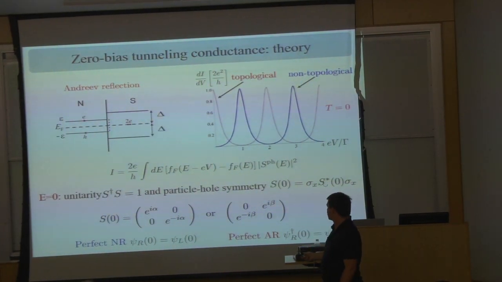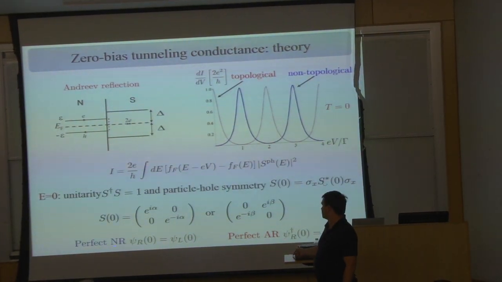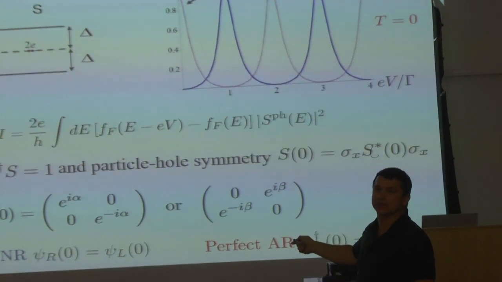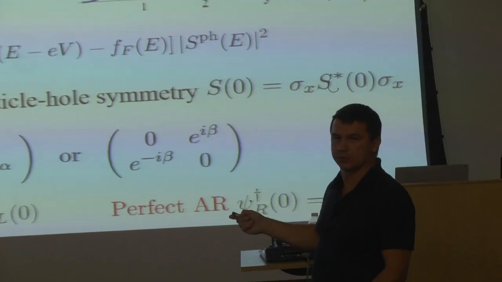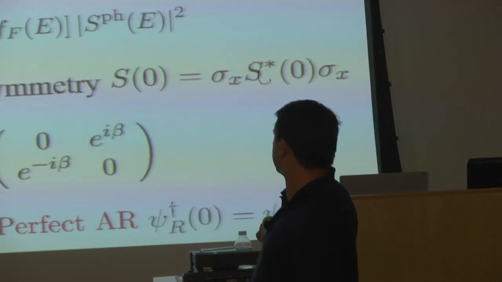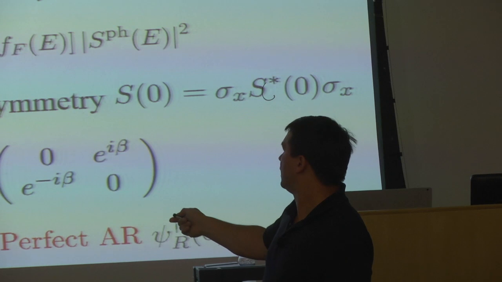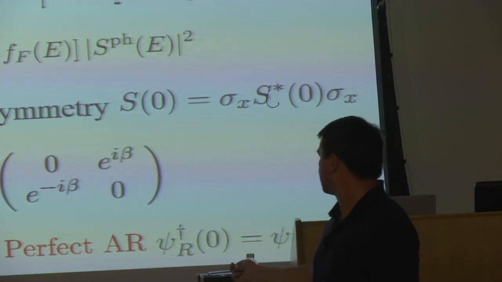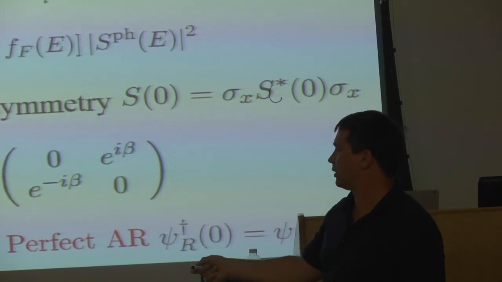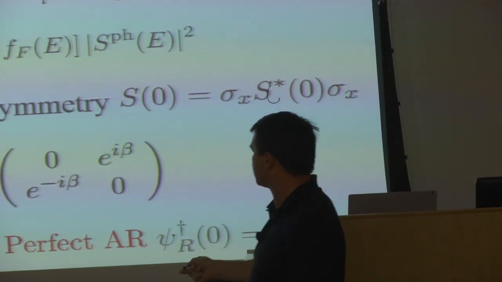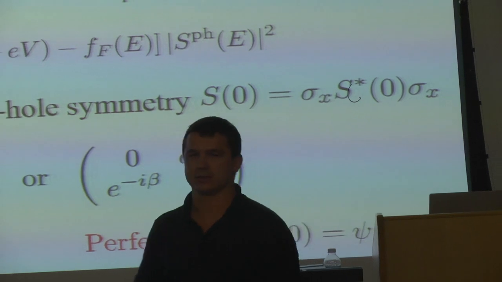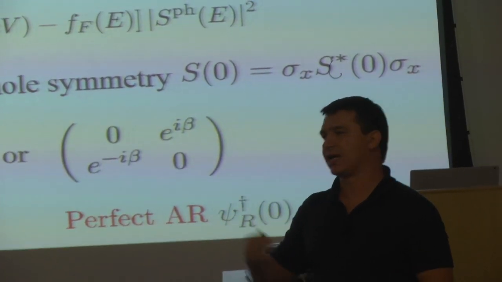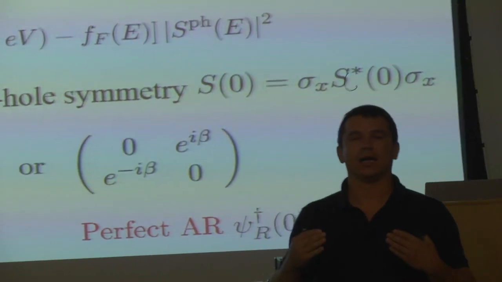And we only have two solutions in this case at zero energy. Okay? There is one solution which is called perfect normal reflection, in which an electron comes in and gets completely backscattered as an electron. That's one possibility. And the other possibility is that you have an electron coming in and getting reflected as a hole. And in this case, you have different boundary conditions. One can also express it in terms of scattering matrices, which tells you that there's a certain discreteness at zero energy. It's either one or the other.